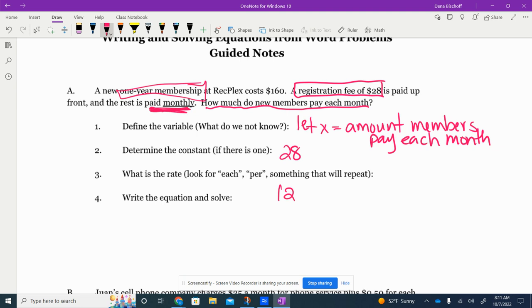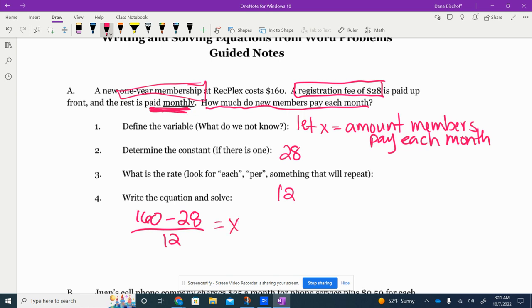So if I wanted to write an equation for this, just one variable, what's that going to look like? What do you think? How would you do this? In my brain, I would take 160 and subtract 28 from that, and then divide that by 12. That's what I would do in my brain. Would anybody else do that? Like the total membership is $160. You have to pay 28 up front, and then the rest of it is broken up into months. But I have to make it an equation, right? So I have to say it equals what? The variable. So I'm going to let it equal X.